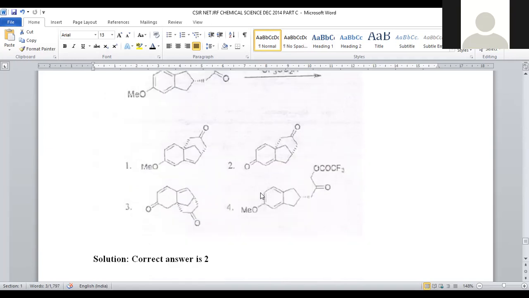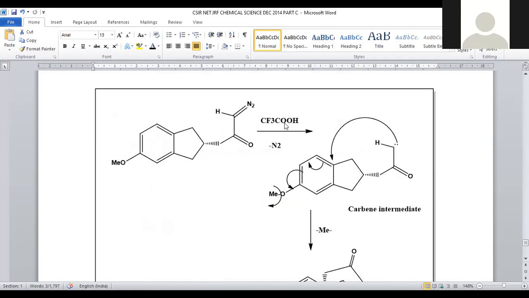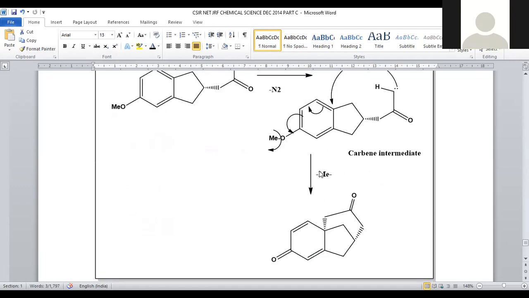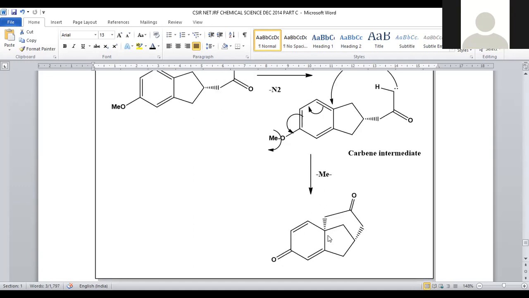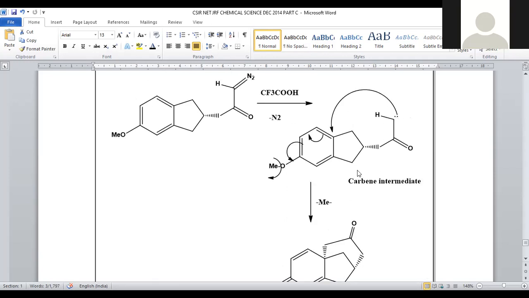Now it will be added to this one. It will generate a carbene. In the presence of CF3COOH, N2 will be lost, minus N2, and this carbon will be turned into a carbene. This carbene will participate in the ring cyclization. Eventually, pi bonds will migrate in a sequential way, and this methoxy will be turned into a ketonic functional group by methyl group elimination, so that it will be turned into what kind of system? You can say it is a kind of 3-membered ring structure. Then what will be the stereochemistry?